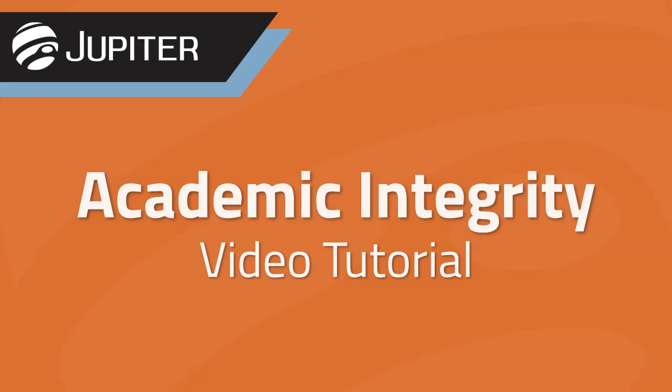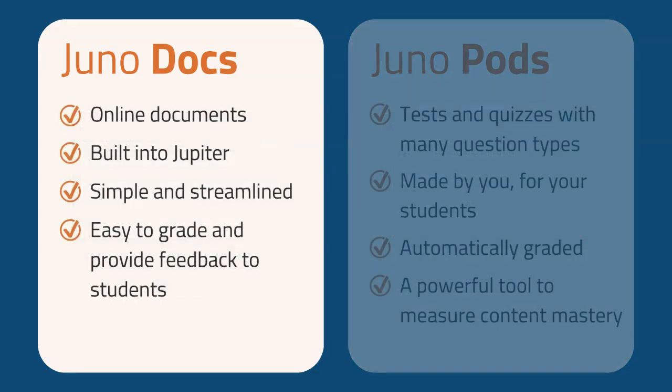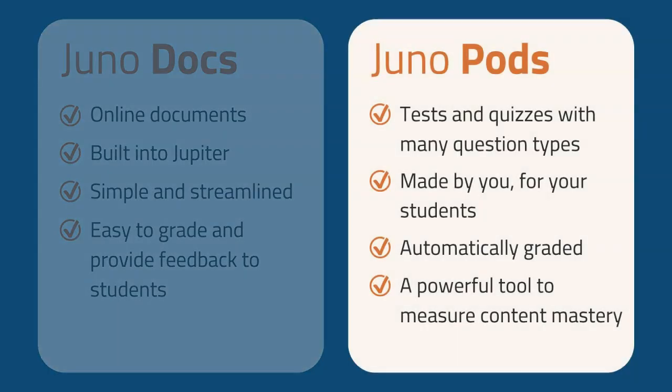This tutorial shows how teachers can use Jupyter to identify and prevent cheating in AI usage. All of Jupyter's anti-cheating measures require students to submit work using either a Juno Doc or Juno Pod. Juno Docs are for writing assignments, like a streamlined version of Google Docs, but built into Jupyter and optimized for grading. Juno Pods are online tests and quizzes that you create.